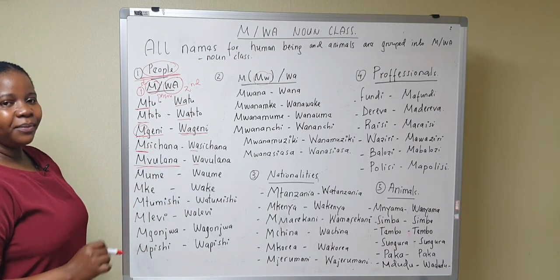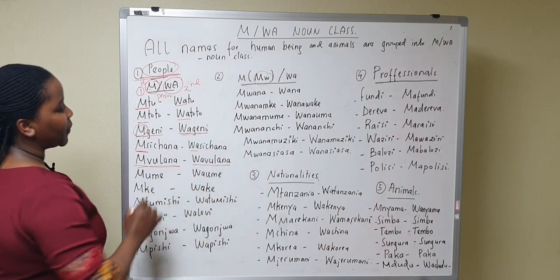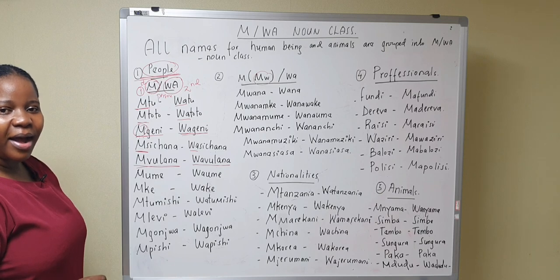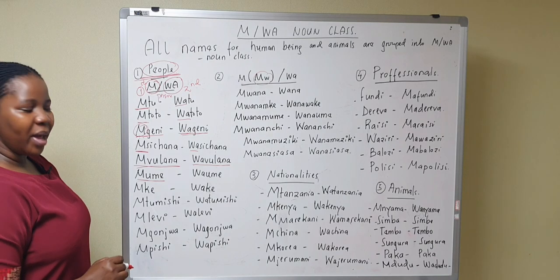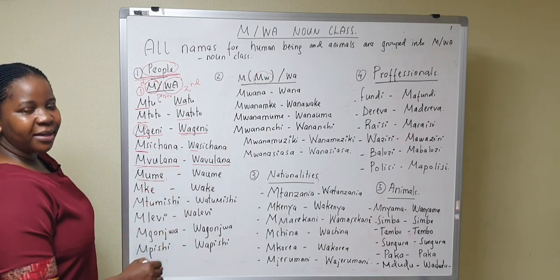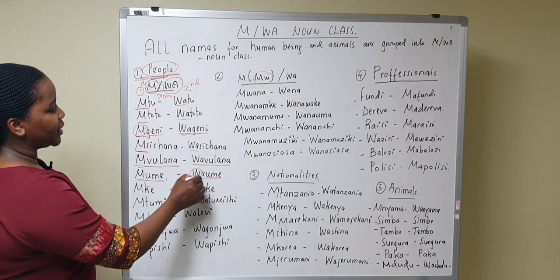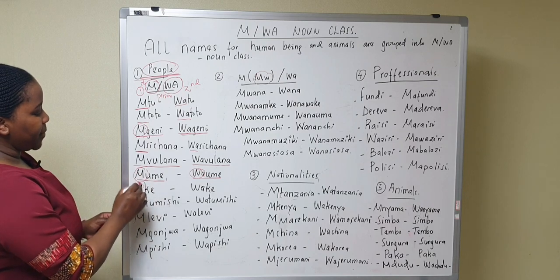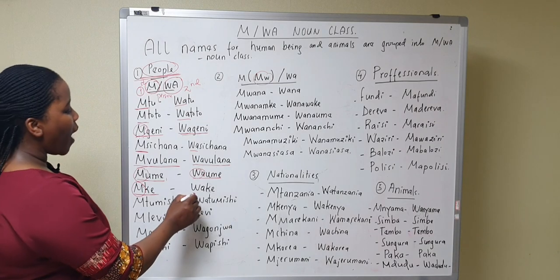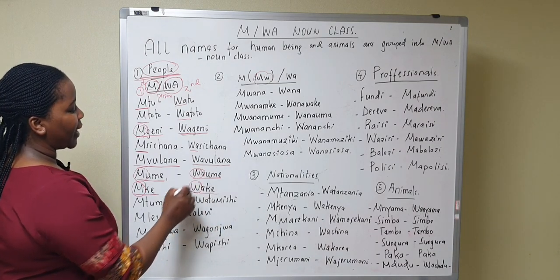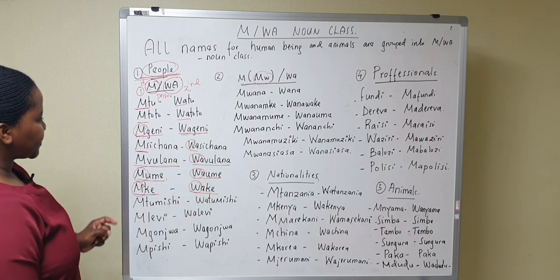Mvulana, a boy. Wavulana, boys. Mume, husband. Waume, husbands. Okay. Mke, a wife. Wake, wives. Okay. Very good.